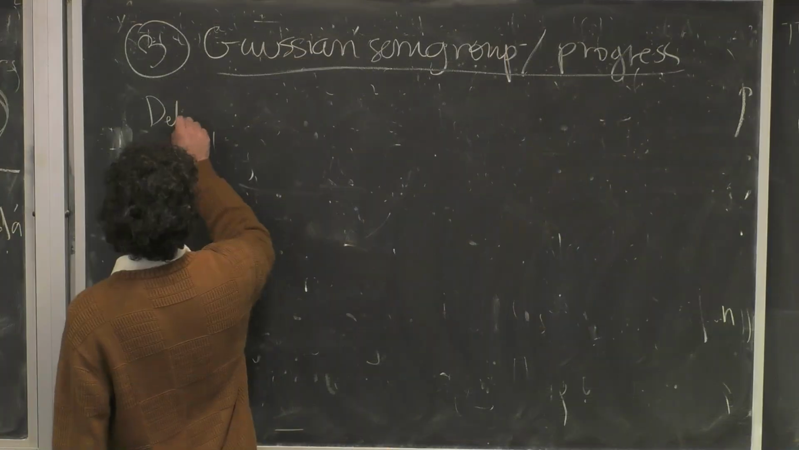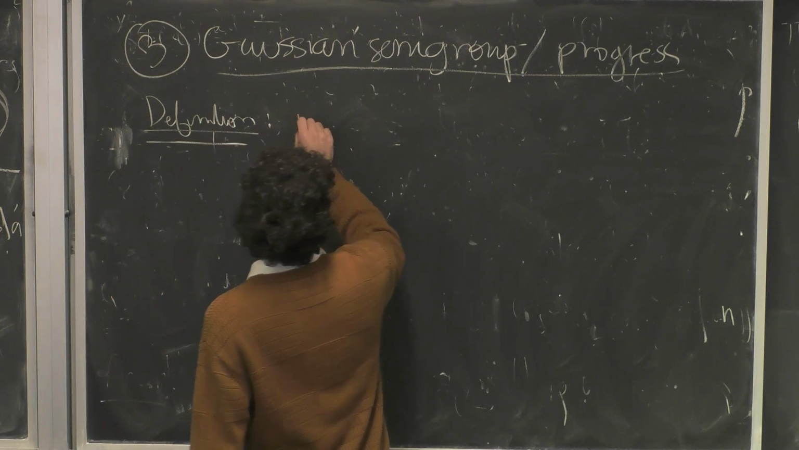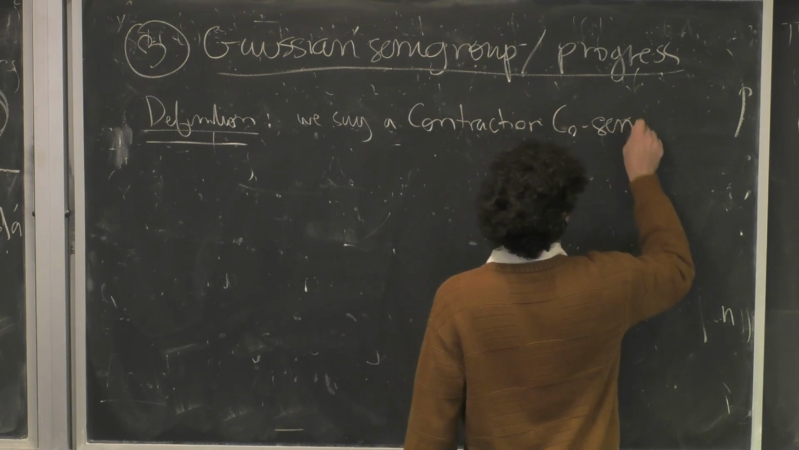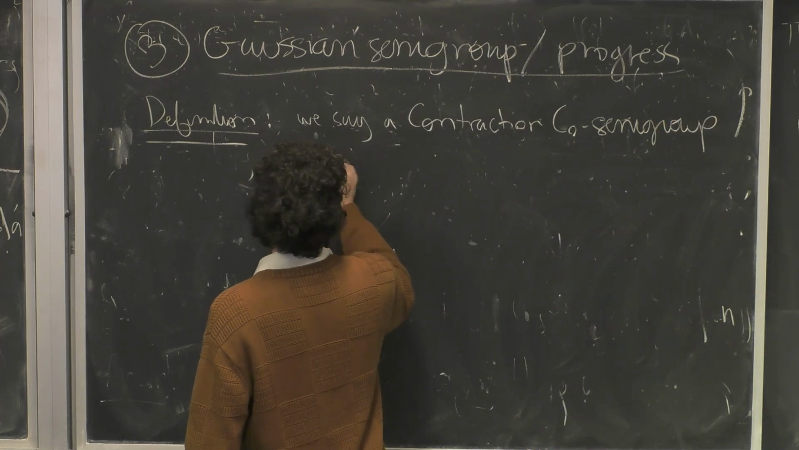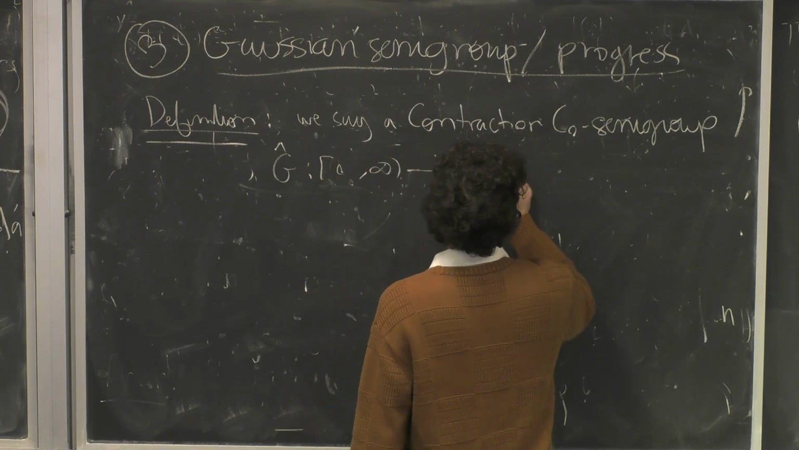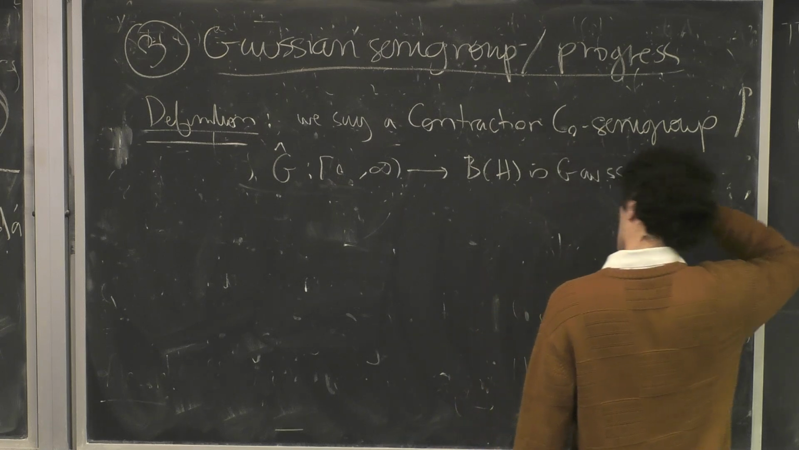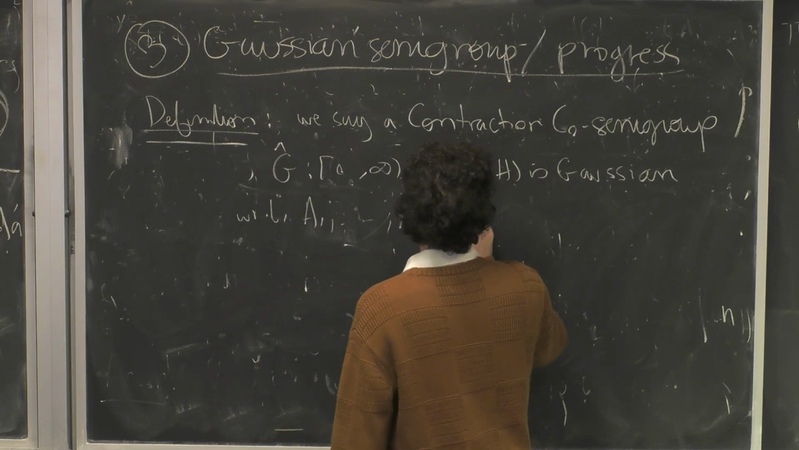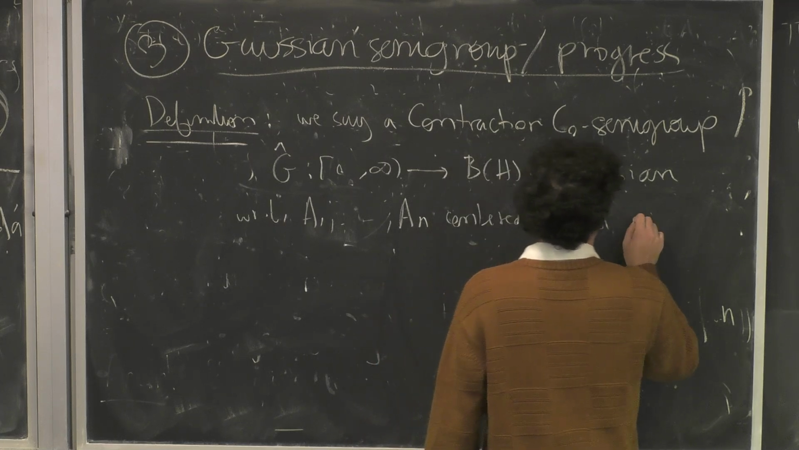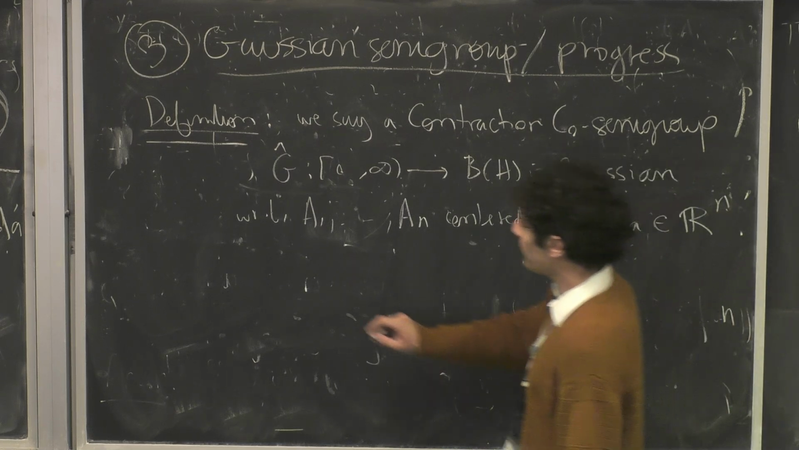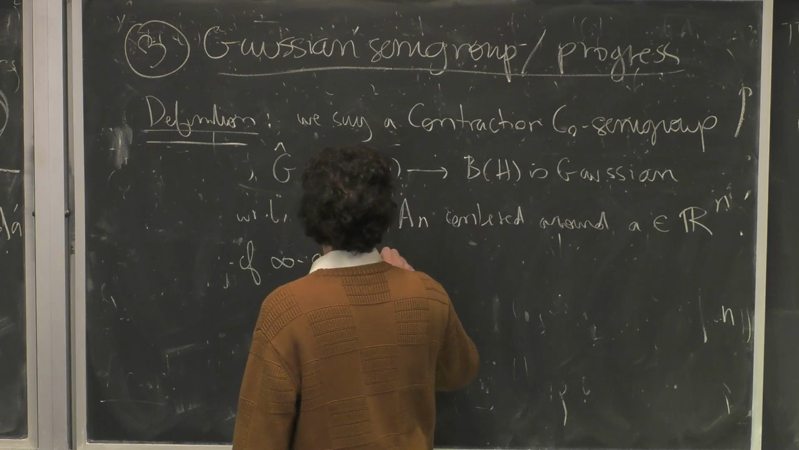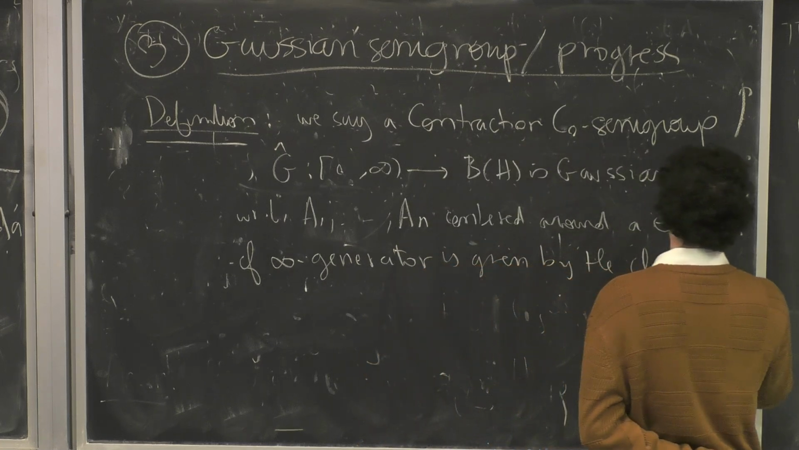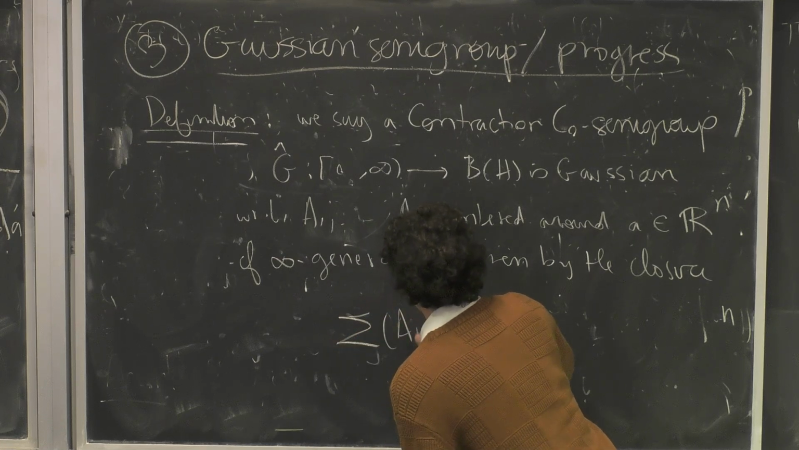So, definition. We say a contraction C0 semigroup G from 0 to infinity to B of H is Gaussian with respect to the tuple A1 to AN centered around the vector a in R^n if the infinitesimal generator is given by the closure of this operator.